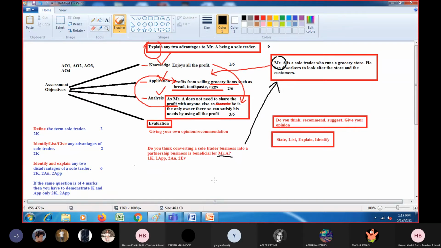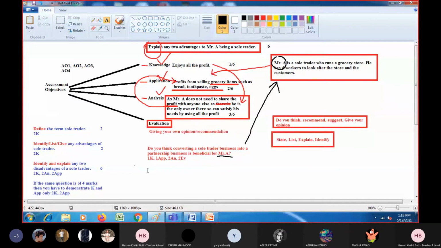For example, if I change the statement of the question in a way that it says, do you think converting a sole trader business into a partnership business is beneficial for our business or for the owners? Now, such a question does not refer to any business situation, whether given or not. So even if you do not refer to the business situation, it does not matter. Application is not required.